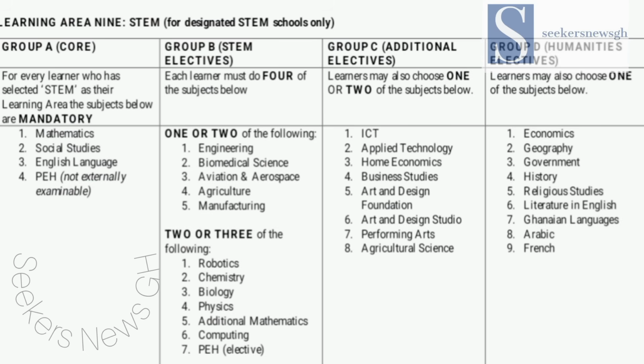Then in group B, you do engineering, biomedical science, aviation and aerospace, agriculture, and manufacturing. Then you select 2 or 3 of the following: robotics, chemistry, biology, physics, additional mathematics, computing, or PEH, which is elective. Then you go to group C, you can select 1 or 2, which is ICT, applied tech, home economics, business studies, art and design studio, performing arts, and so many. Then in group D2, you can select one of the subjects there: economics, history.